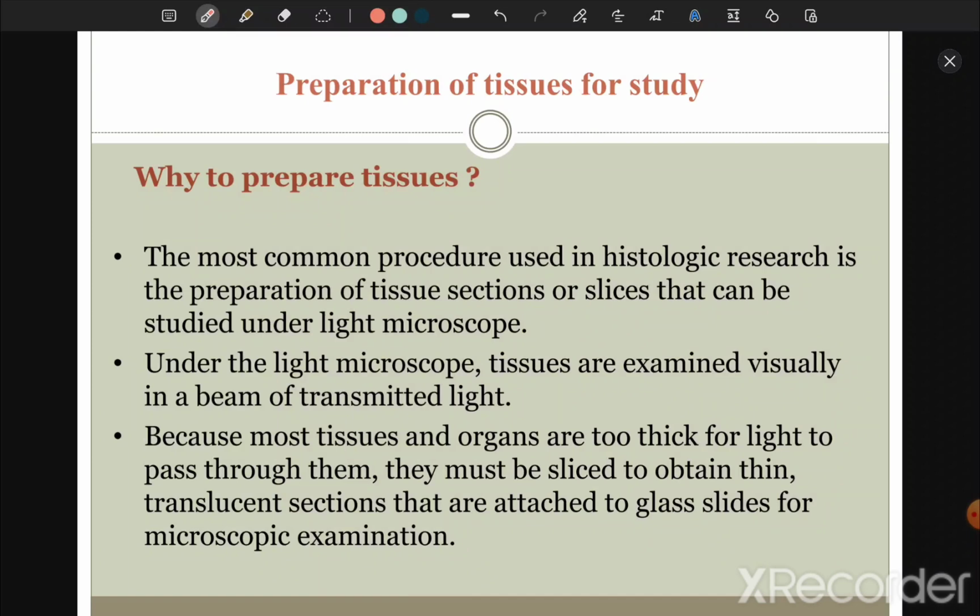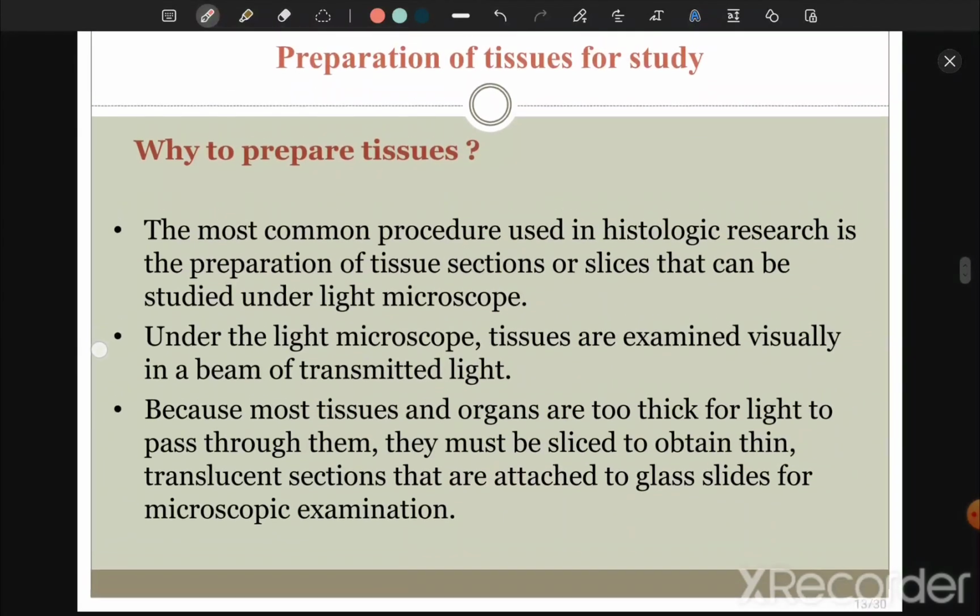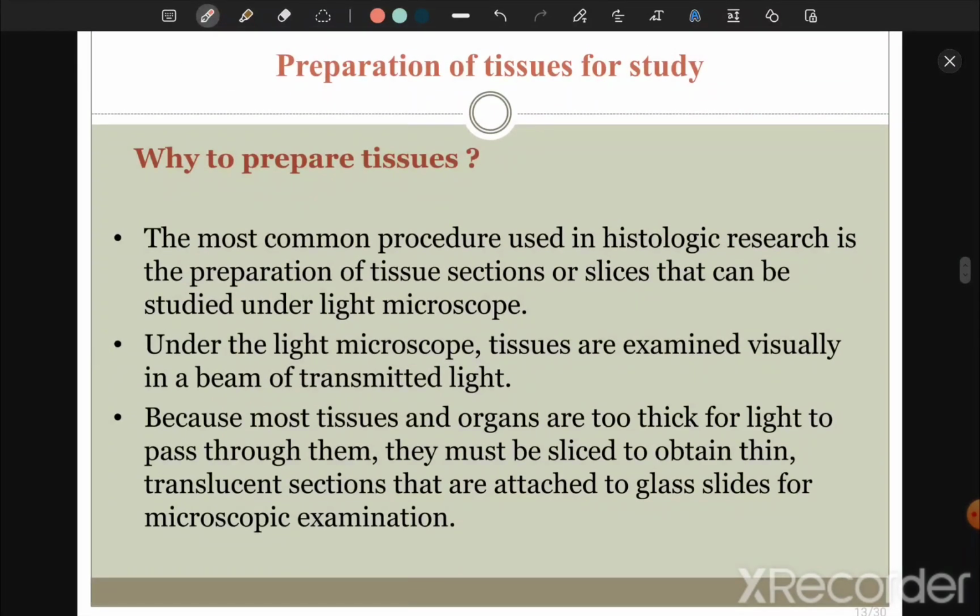And most of the tissues and organs are too thick for the light beam or the photons to pass through to be visualized under the light microscope. So they have to be sectioned and prepared before that, applied on glass slides, histological slides, and finally examined under the light microscope.